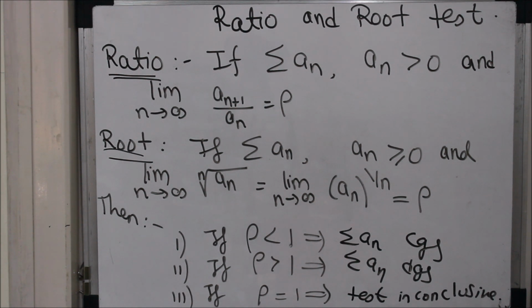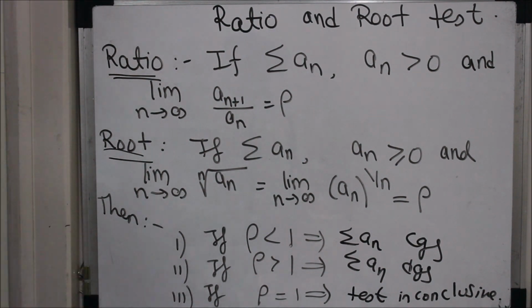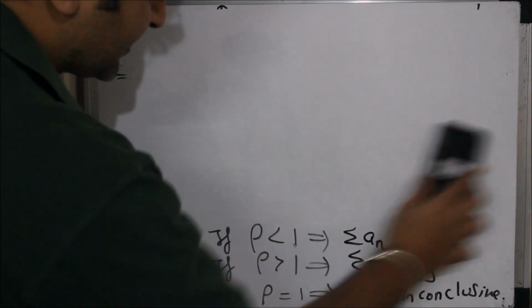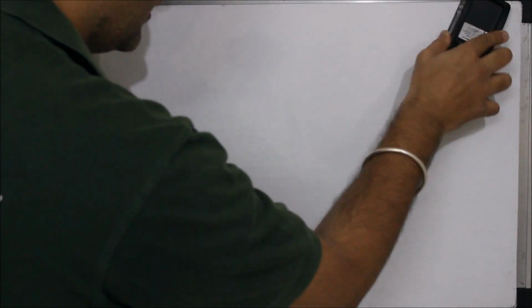But then what is the plus point of the comparison test? Once you choose your b_n, your job becomes pretty easy. Whereas here, if rho comes out to be 1, which happens many times, then the test fails. So both have their pros and cons, but we will use whichever test is beneficial to us. Let's take some examples so that the tests will be much clearer.